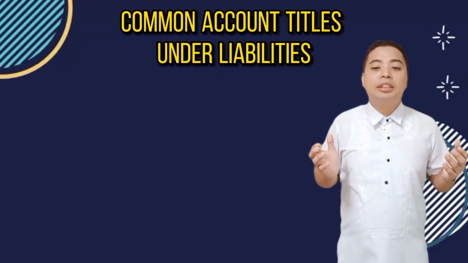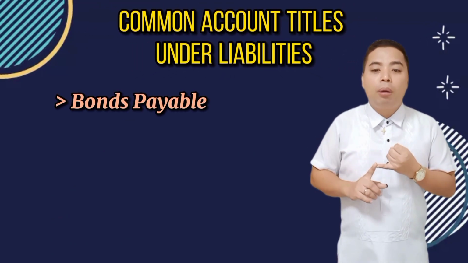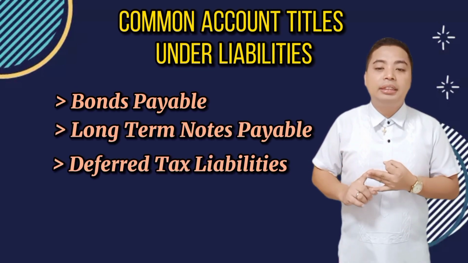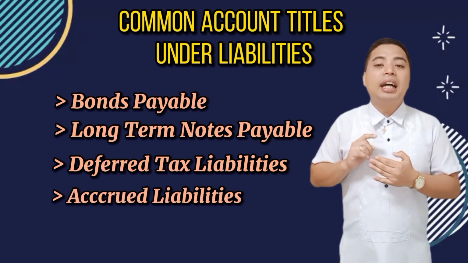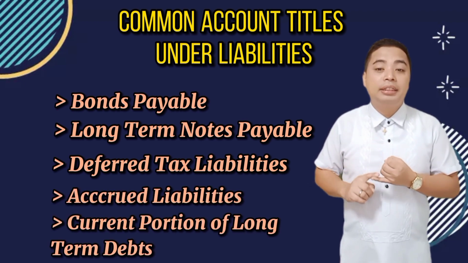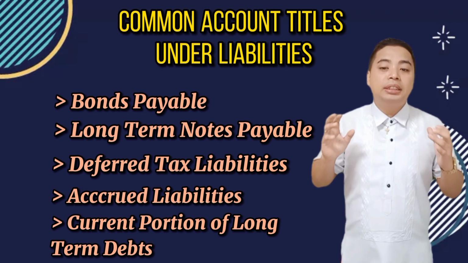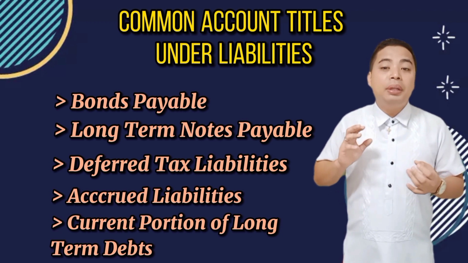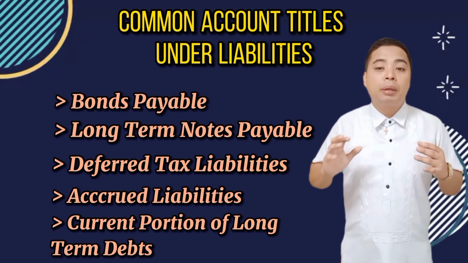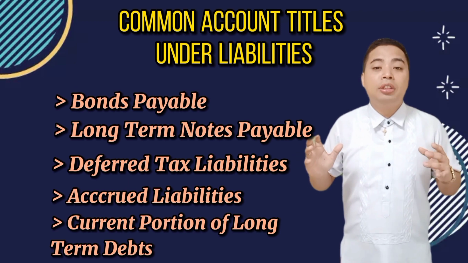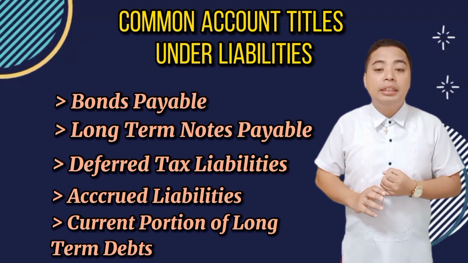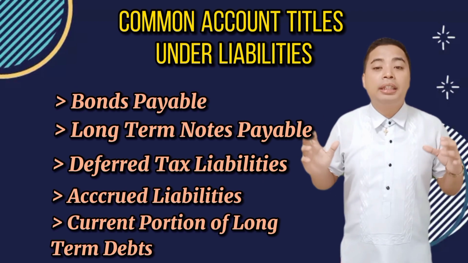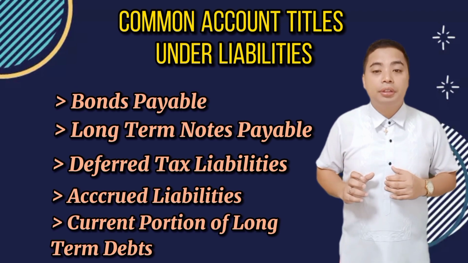Another common account titles under liabilities are the bonds payable, long-term notes payable, deferred tax liabilities, accrued liabilities, and the current portion of long-term debts. So as you can see, some of these account titles under liabilities are too technical. So these liabilities cannot be seen on a sole proprietorship business. So makikita nyo ito in cooperatives and corporations. So it is seen in a more complicated business structure.